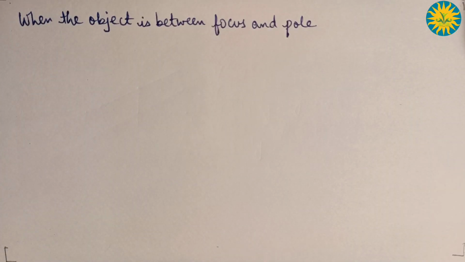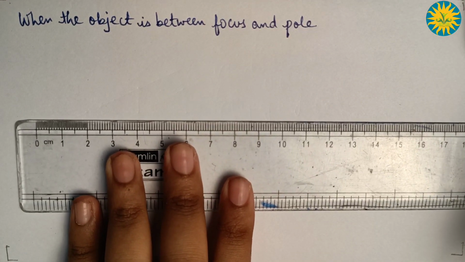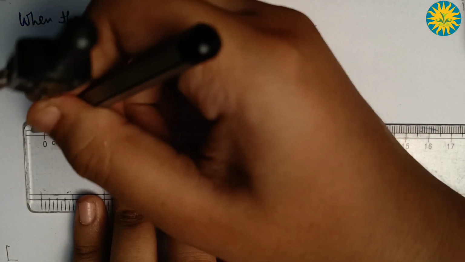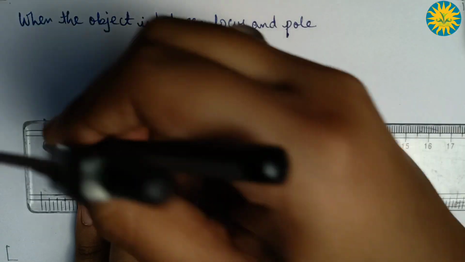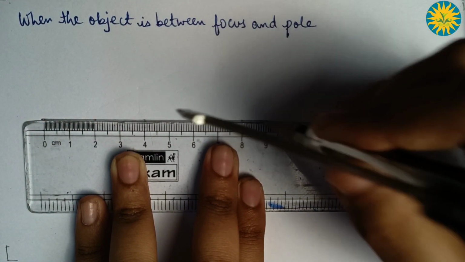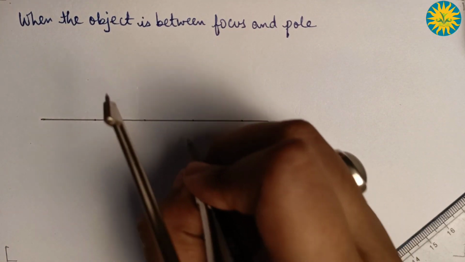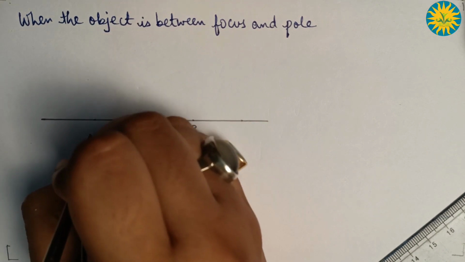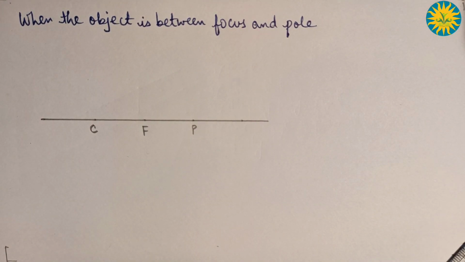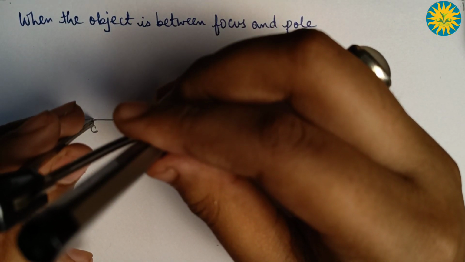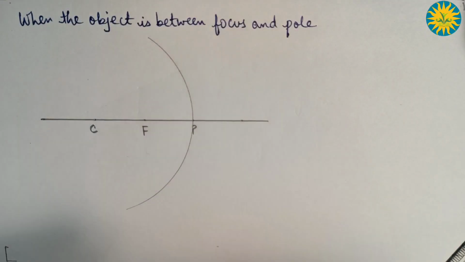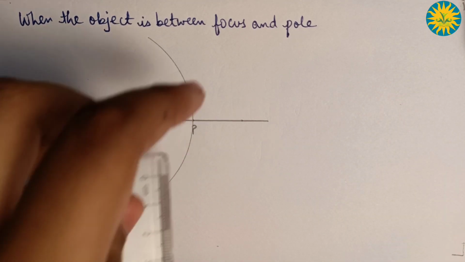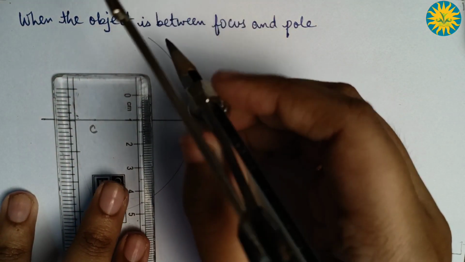Now we will move ahead to our next diagram, that is when the object is in between the focus and the pole. Similarly, just see we are dividing the line segment into 4 equal halves. Now here we are dividing it into 5 equal halves. Now this is our pole, this is focus, and this is our center of curvature. Now just see, we are placing the compass as before at the center of curvature, and this is our concave mirror. Now just see, the position of the object is between focus and pole.